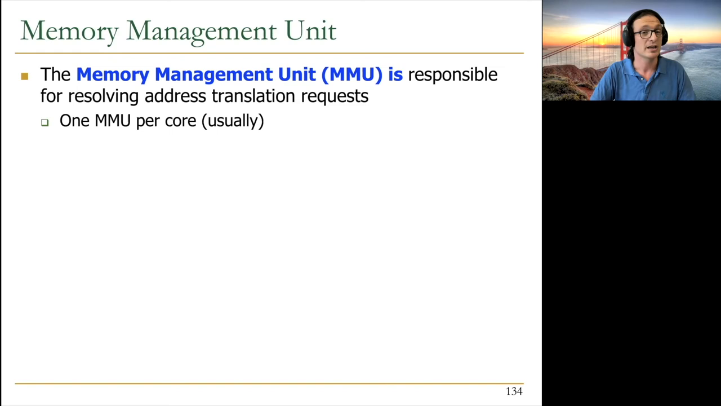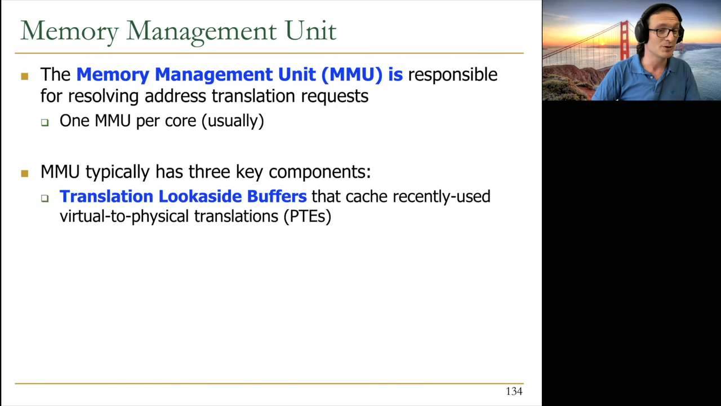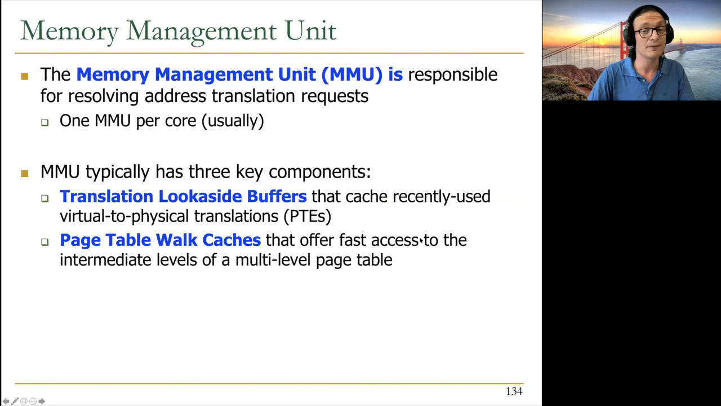The MMU has three key components. TLBs, we know what TLBs are. Page table walk caches essentially offer fast access to the intermediate levels of a multi-level page table. So TLBs cache PTEs, not the intermediate parts of the page tables, but page table walk caches cache intermediate mappings at the page table hierarchy.